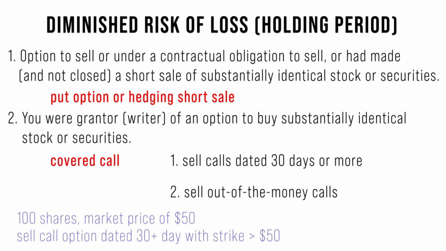In this case, I would sell or write only call options that expire 30 days or more with a strike price above $50. Fortunately, our brokers are required by law to do all record tracking on our behalf, but they won't alert you if your holding period is compromised due to a faulty covered call strategy. So it is important to keep these things in mind.